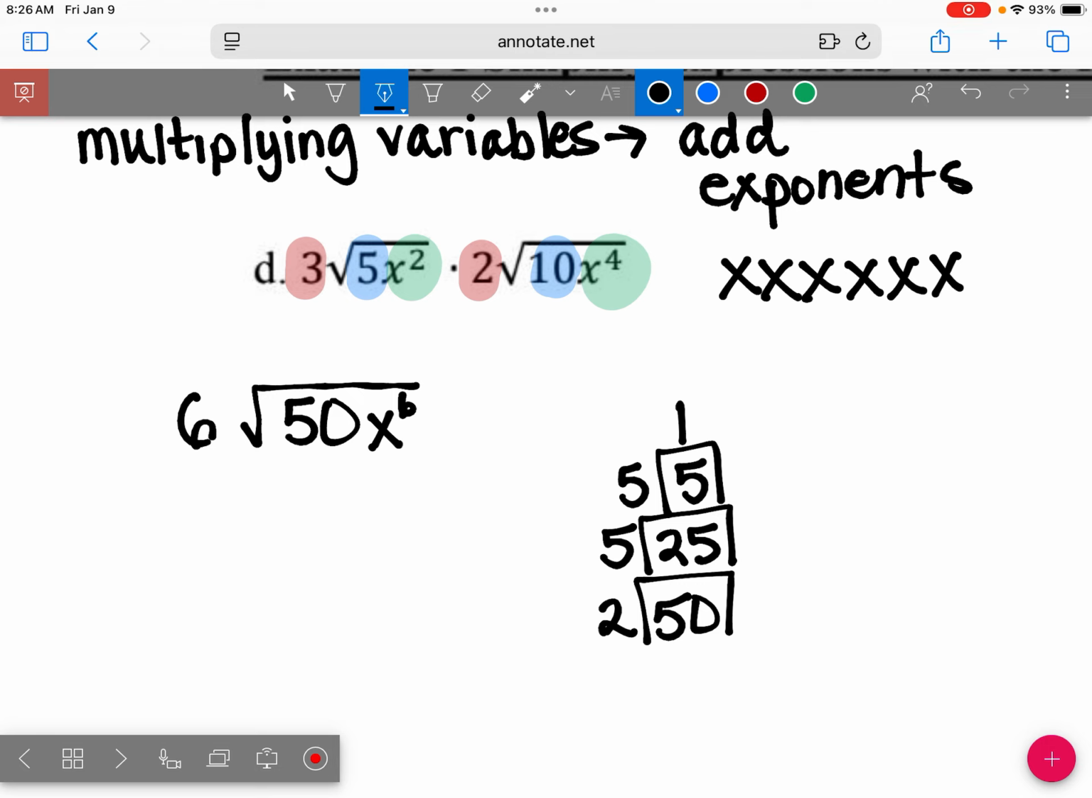All right, so what's different about this is the 6 is still out there. So I have a 6 outside, and I'm going to add to it a set of 5s. So I'm going to multiply that 6 times 5.